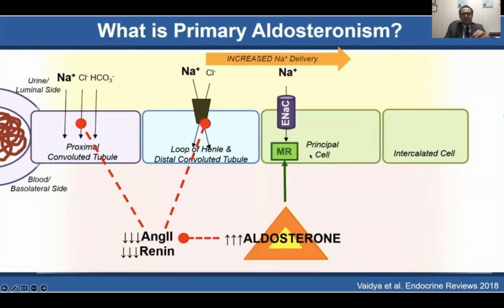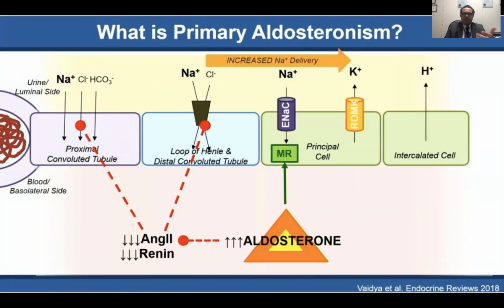And then in the principal cells, the aldosterone will act on the mineralocorticoid receptor that will produce more ENaC channels that will reabsorb sodium from the principal cells. And in the principal cells, with this sodium reabsorption, there is also excretion of potassium ion. And in the intercalated cells, there is the excretion of hydrogen ion.